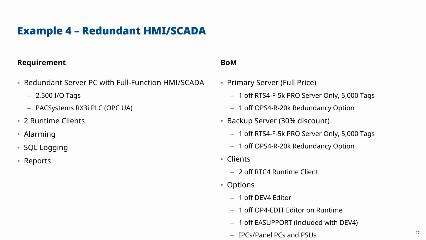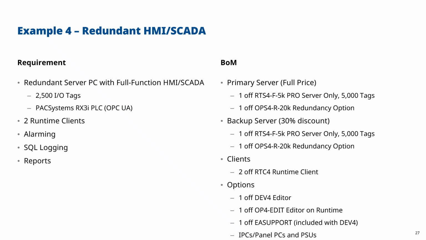So here's the last one: redundant server PCs with full function HMI SCADA. Each one is 2,500 tags, and in this case, there's a single set of devices based on RX3i PLCs using OPCUA communications. So there's only one driver instance this time. The client has asked for 2 clients using the Runtime client, and they want the standard functions of alarming, SQL logging, and reporting. So what we need this time now, we've effectively got 3 different license types.